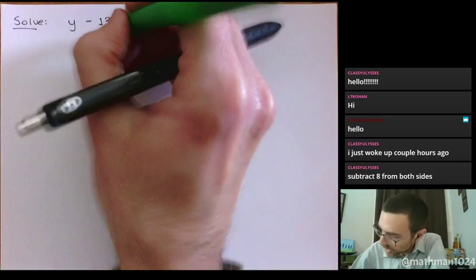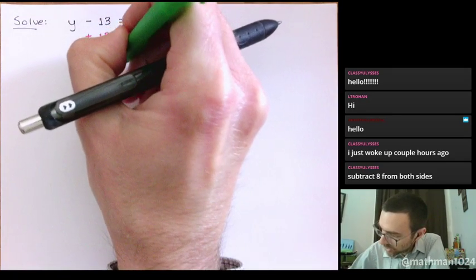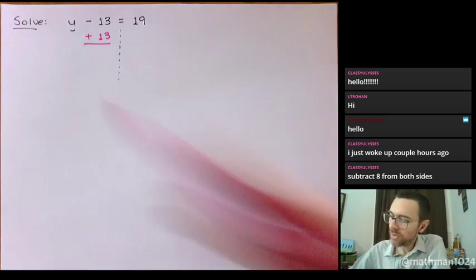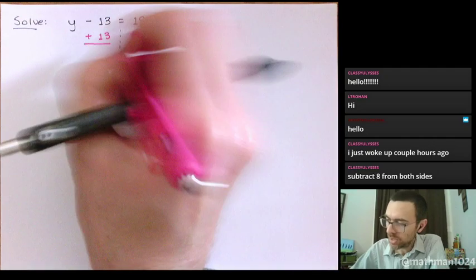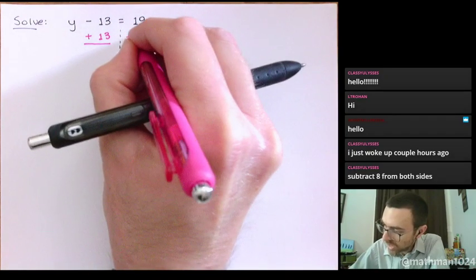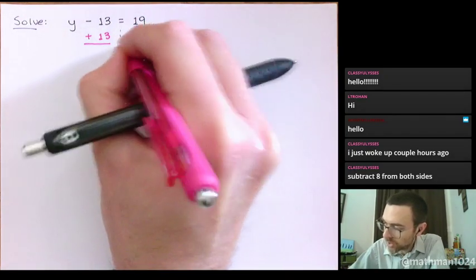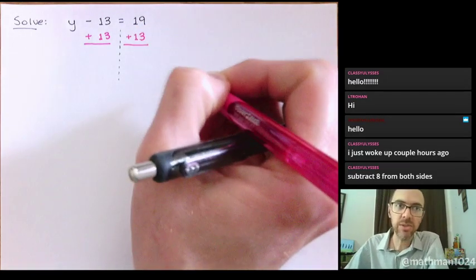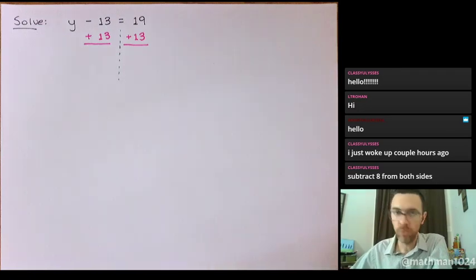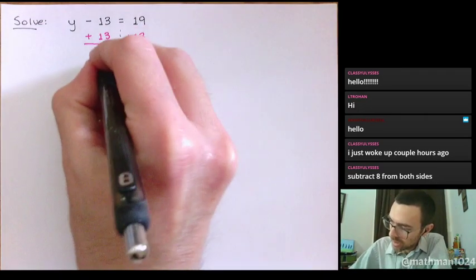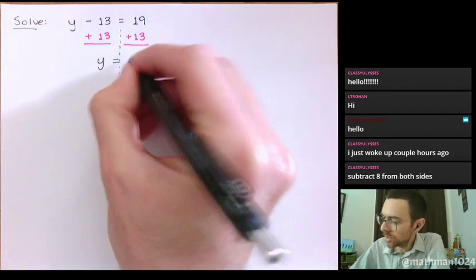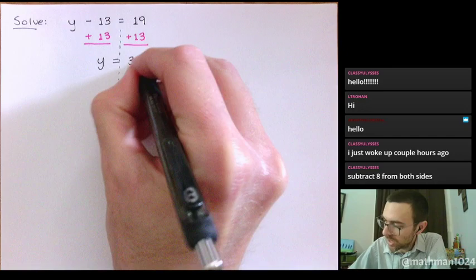And again, if it helps, you can just imagine you've got this dividing line separating the left from the right side. So if on the left half I'm adding 13, I have to do the exact same thing on the right side. So I'm going to add 13 to the right. Again, you have to maintain balance. When you break the balance, then you get broken yourself. So here we have y equals, and this is just 19 plus 13. Add those together and we get 32.